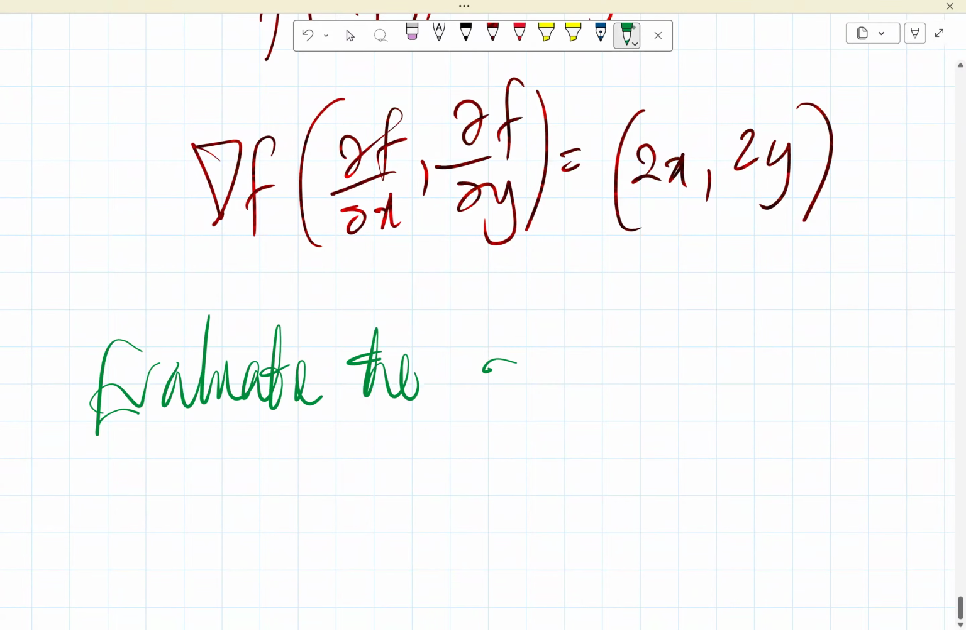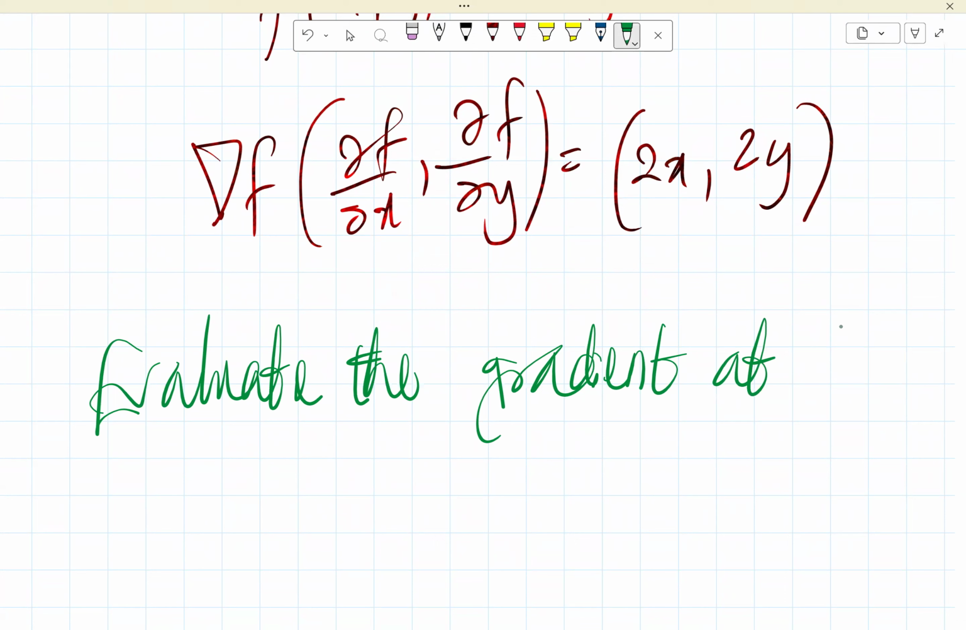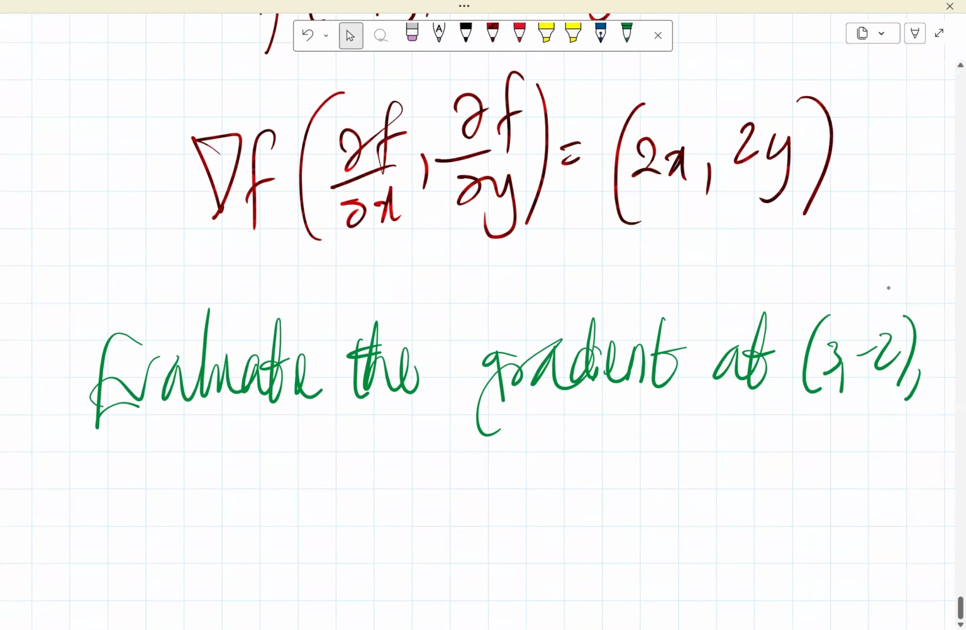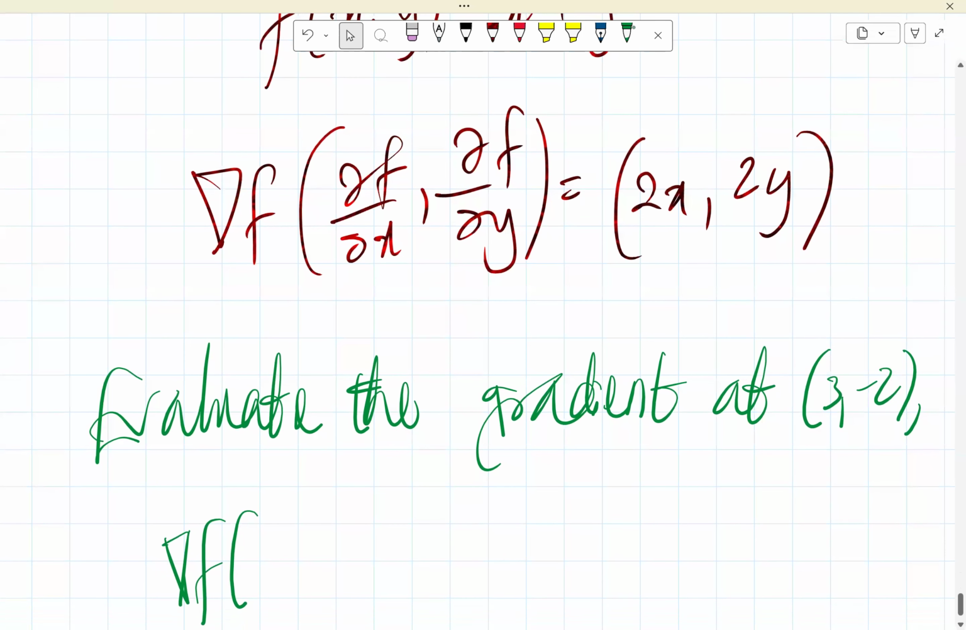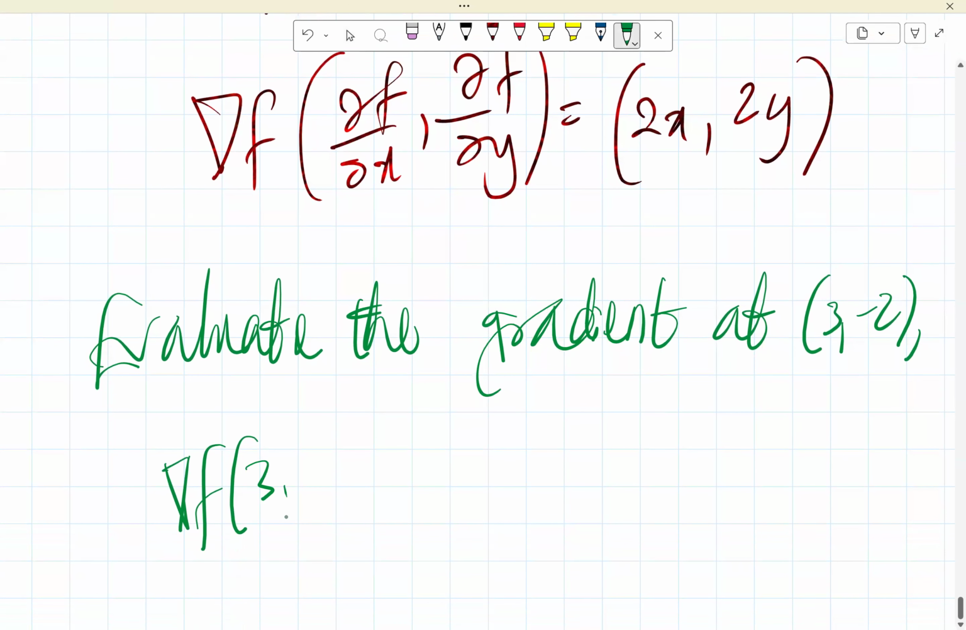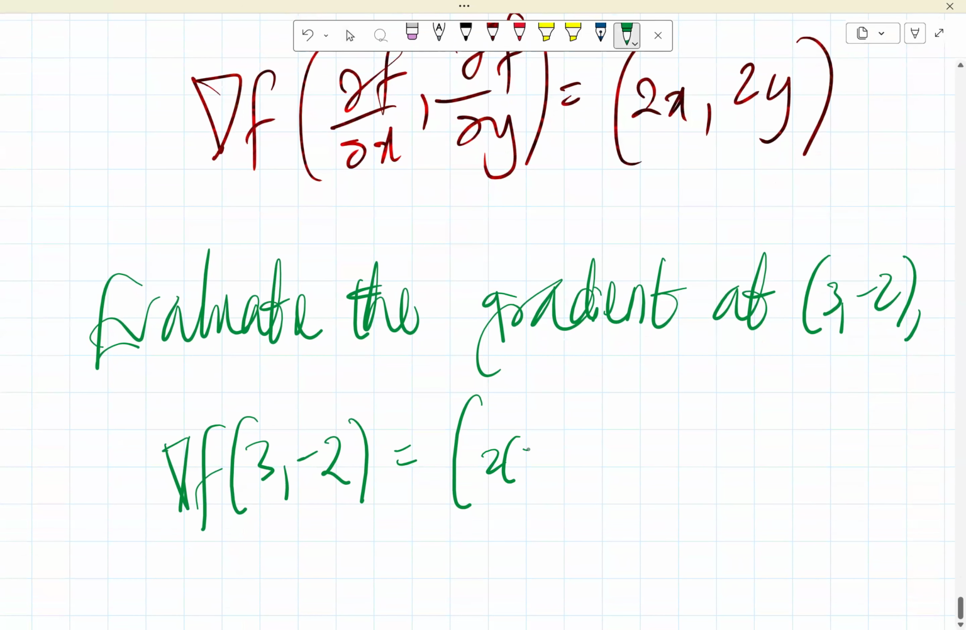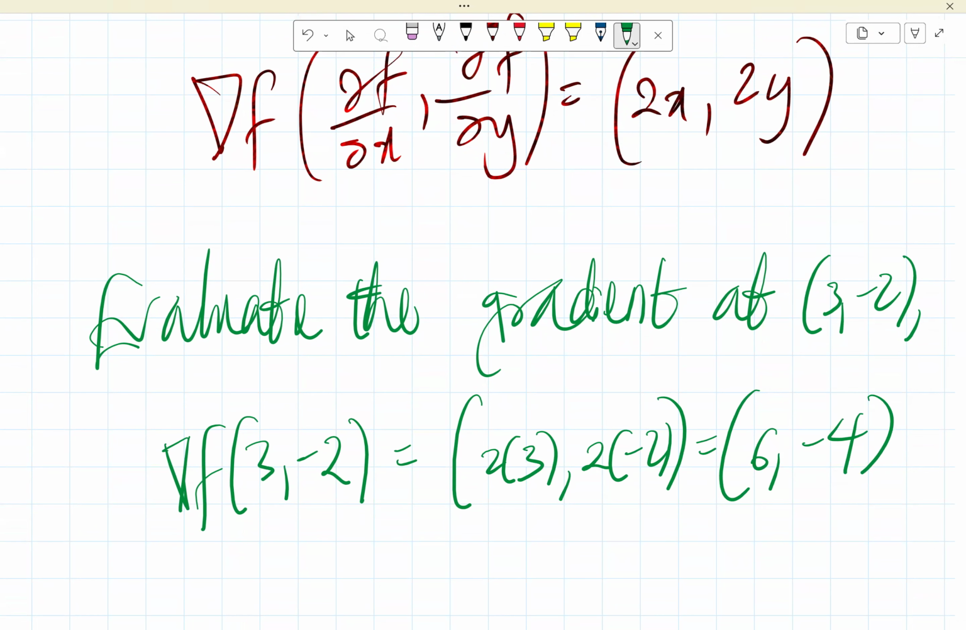And that goes. So we then evaluate the gradient at 3 comma minus 2. So we have grad f of 3 comma minus 2, which will simply be 2 times 3 comma 2 times minus 2, which is equal to 6 comma minus 4. So we have this.